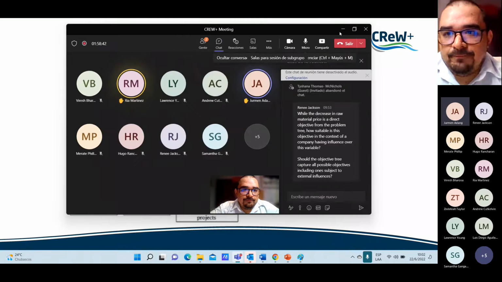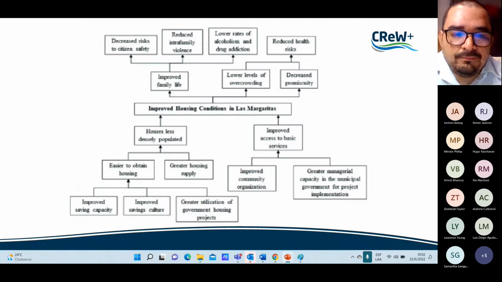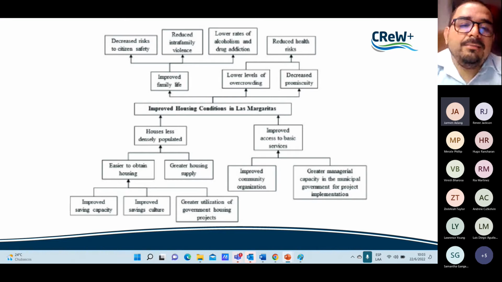Yes, German. I was just wondering. I see they have an objective, lower rates of alcoholism, reduce health risk, and so forth. So they try to lower or reduce things, but was it not better to try to eliminate the risk, the health risk, the rates of alcoholism? You're trying to eliminate it, but in the process you will automatically lower it.